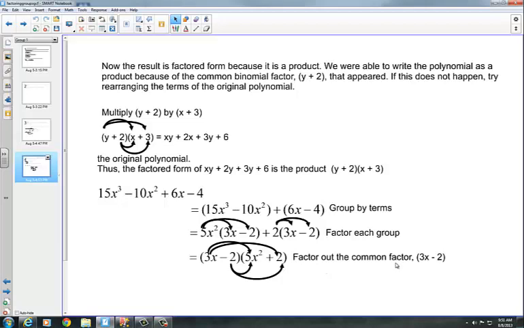Now we factor out the common factor, which is 3x minus 2 in parentheses. 3x times 5x squared gives us 15x to the third. Then 3x times 2 gives us 6x. Now 2 times 5x squared gives us negative 10x squared. Then negative 2 times 2 gives us a negative 4. And that's how you solve this problem.